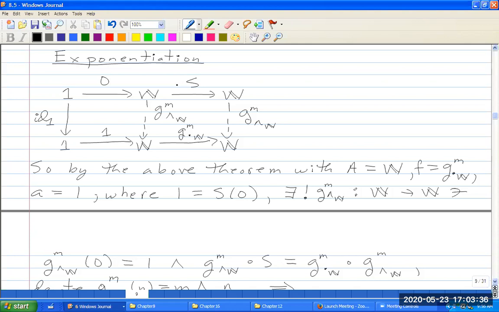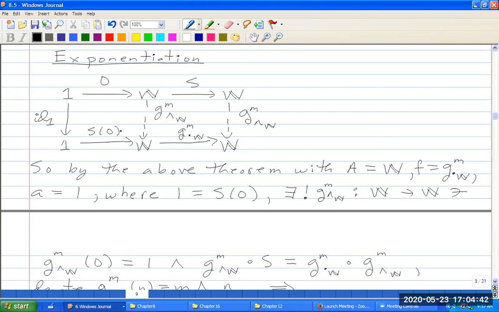If I used addition, then I got multiplication. So let's use multiplication and see what happens. So let's use the multiplication function, and there exists a new function, which I'll denote by G superscript M subscript caret. So by the above theorem, with A equaling the set of whole numbers, F being the previous thing that we defined, G superscript M subscript dot, and let a be 1, where 1, I should tell you, and maybe I should have written this, this is really the successor of 0. Because I know what 0 is. So that's really the successor of 0.